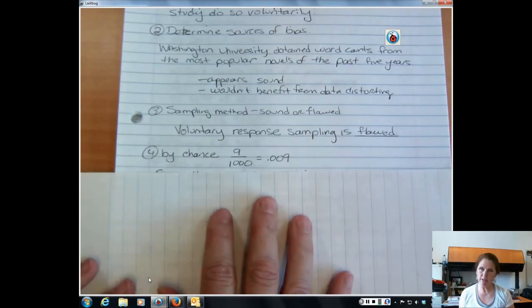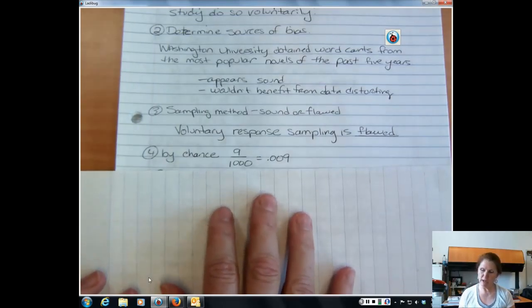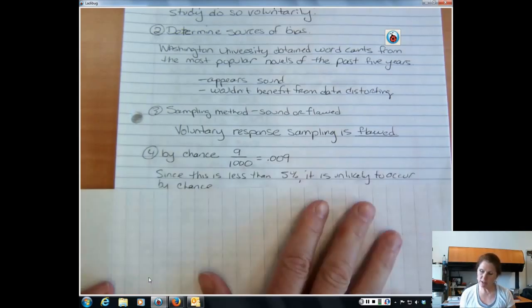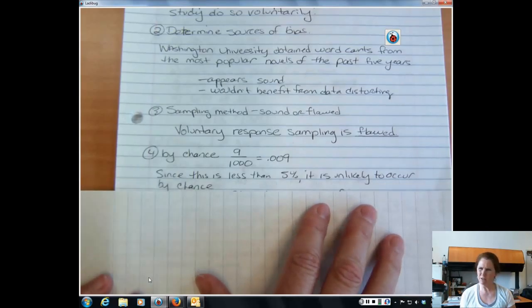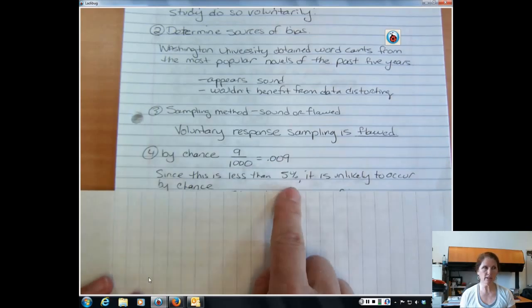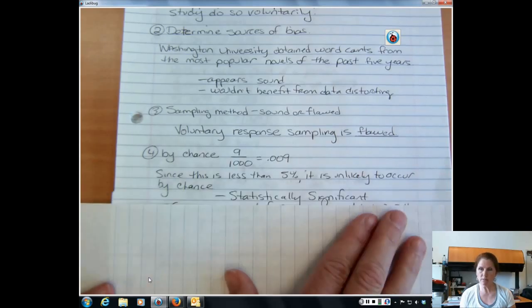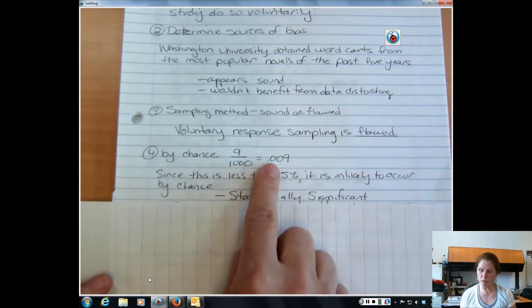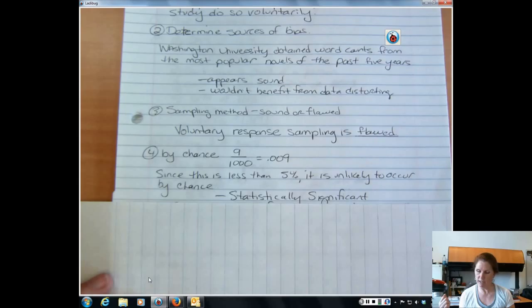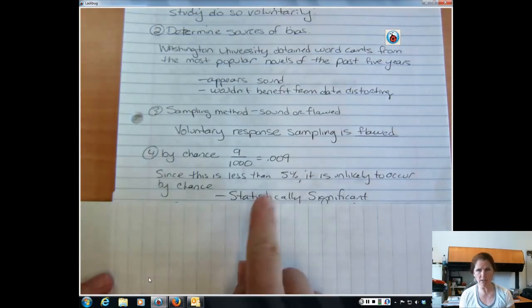If you take the 9, this is by chance, they're saying it would happen 9 out of 1,000 times, which is 0.009. And since this is less than 5%, it is unlikely to occur by chance. So we say it's very unusual that that would happen by chance. So probably the fact this diet did make a difference. Statistically, it is significant, because normally only like 0.9% of the population would have that loss by chance, and we had more people that had that loss. So it is statistically significant.